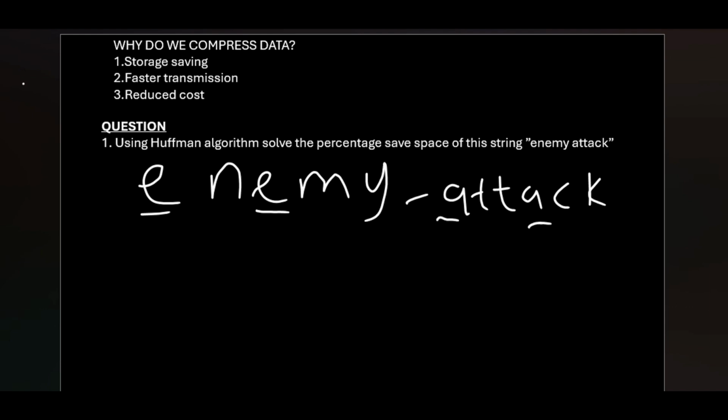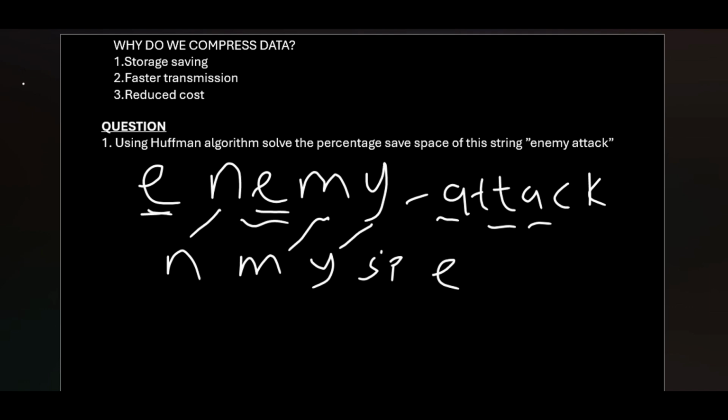When you look at "enemy attack", E is 2 in there, A is 2 in there, and T is also 2 in there. So let's write the ones which occurred only once. We have N, M, Y, and then the space. E appeared twice, A also appeared twice, and T appeared twice. So let's indicate the frequencies there.